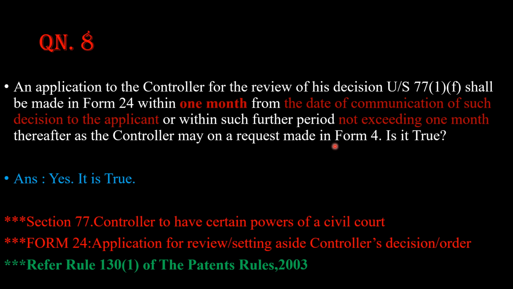Okay, so what is the extra thing given here? The extra thing given here is not exceeding 1 month thereafter, as the controller may on a request made in form 4. Okay, so now tell me, is it true? As we have already discussed these things, that means an application to the controller for the review of his decision is under section 77, and the particular clause shall be made in form 24 within 1 month from the date of communication of such decision to the applicant or within such further period not exceeding 1 month thereafter, as the controller may on a request made in form 4.